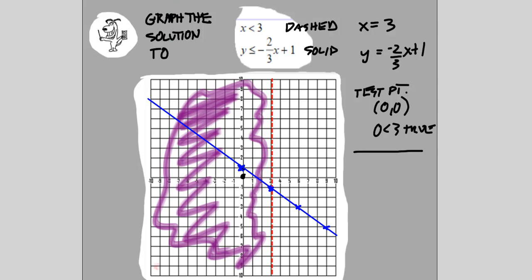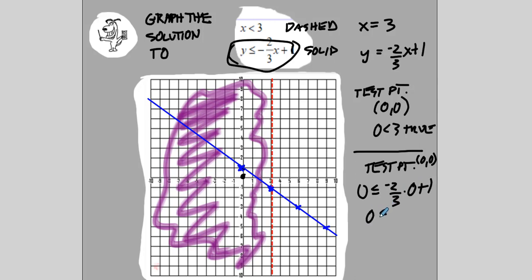Okay, so now take a test point. Again, I can use 0, 0. Okay, so go back to the original inequality here. So plug in 0 for y. I'm using 0, 0 again. Less than or equal to negative 2/3 times 0 plus 1. Well, that reduces to 0 less than or equal to 1. That's true. So we're going to shade down.